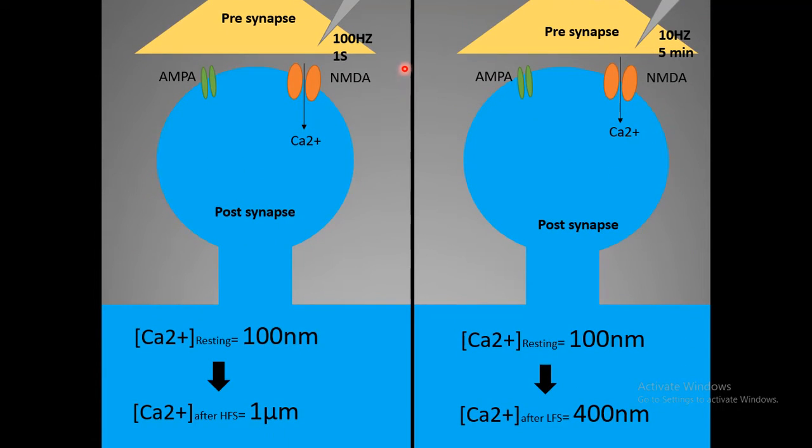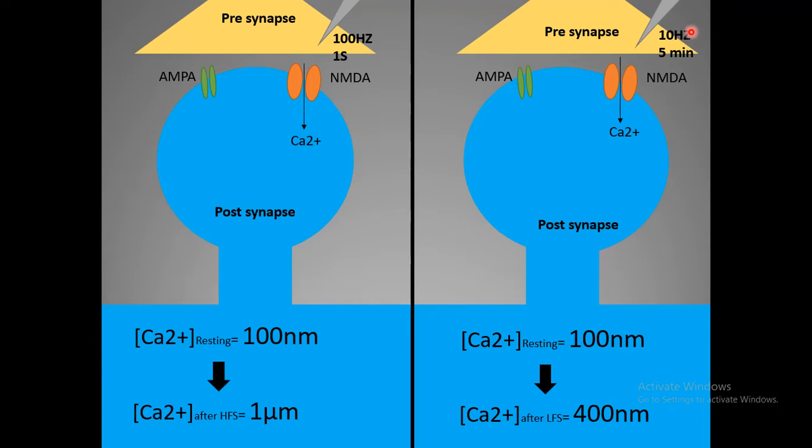Before that, we should understand what happens under this high frequency or low frequency stimulation. When we give a high frequency stimulus, about 100 Hz for 1 second, it allows calcium entry via the NMDA receptor. And the calcium entry via the NMDA receptor is drastic. A huge amount of calcium gets in, which increases the calcium level 10 fold, from 100 nanomolar to 1 micromolar.